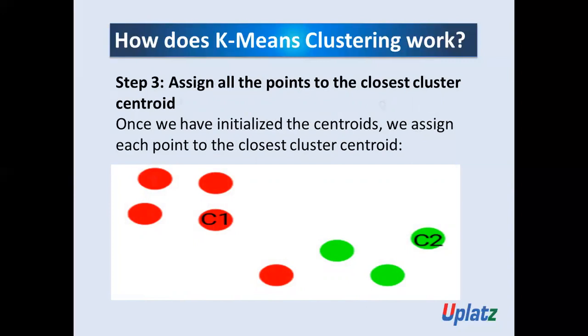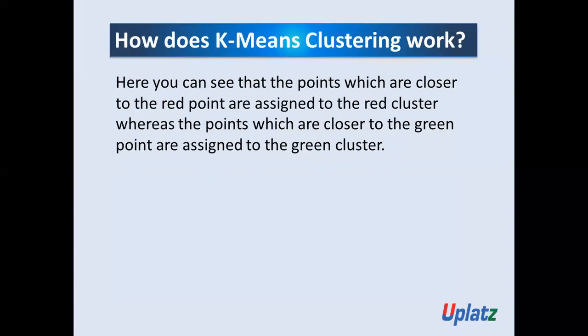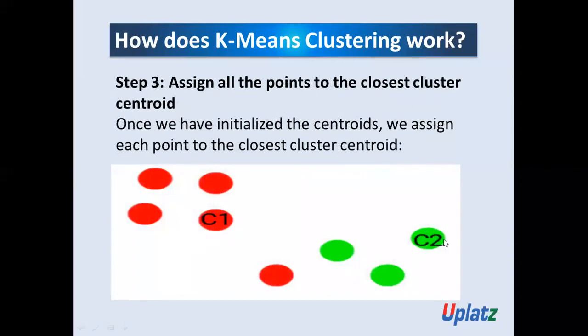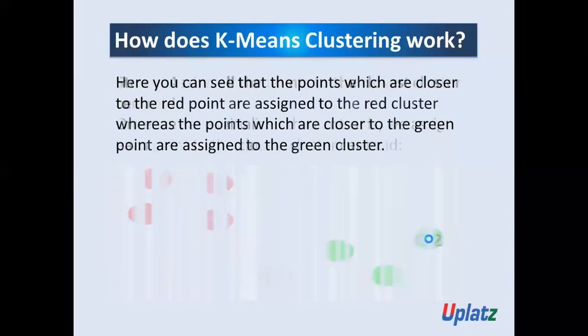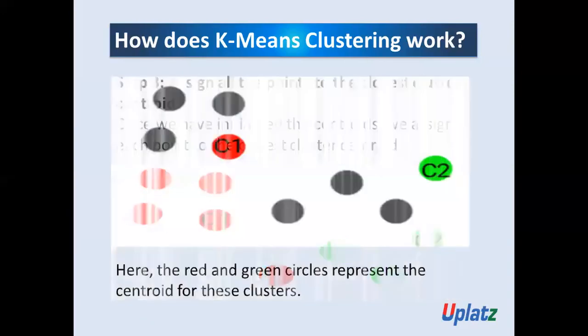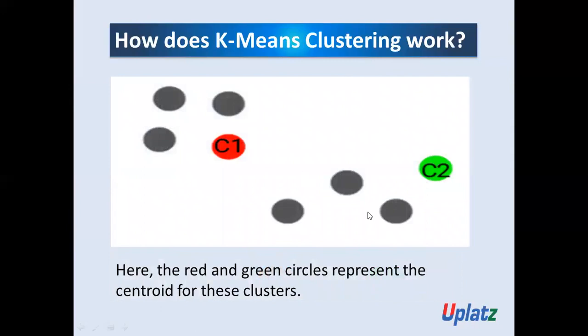Whereas the points which are closer to the green point are assigned to the green cluster. Yes, the points which are closer to this one are assigned to the green cluster. So which is my green point? This one. In this image, this is the green point. So the points which are closest or nearest to this green point are assigned to the green cluster.